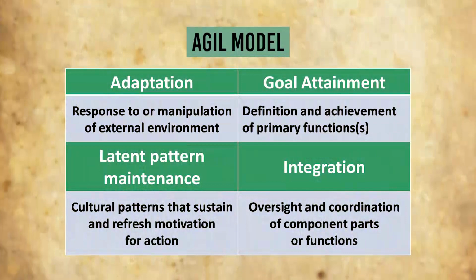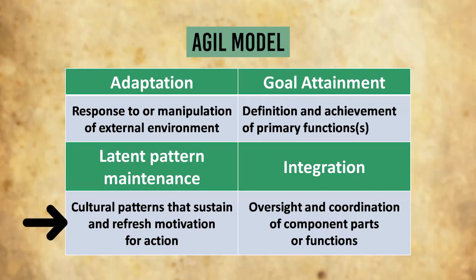So he speaks of the AGIL model. These are the four things that he was talking about. Adaptation is how we respond to or manipulate our external environment. Goal attainment: every system must go for goal attainment, which means it must define and prioritize one action over the other, one goal over the other, the goal which is most important to them, and what exactly the goal is must be spelled out.